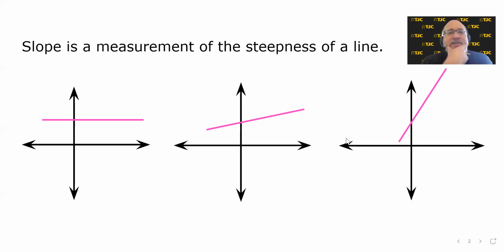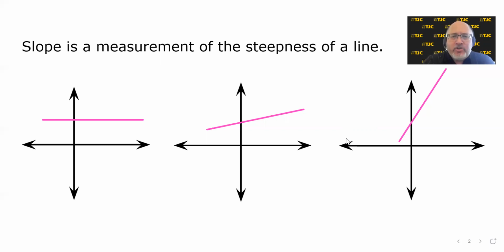Now, you see three lines in front of you. The first one is a horizontal line. The second one's moving upward from left to right. And the third one's moving upward, but at a steeper grade, if you will, a steeper slope. Which of these lines do you think would have the greatest slope? The first, the second, or the third?